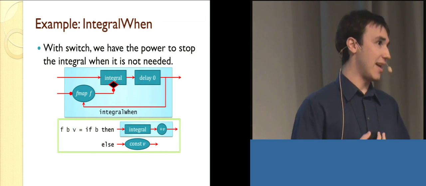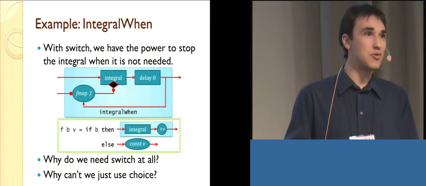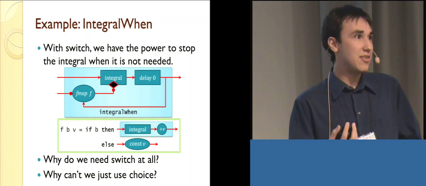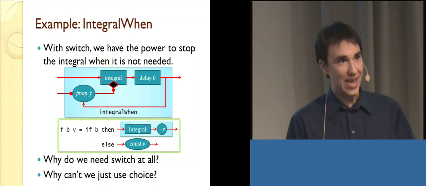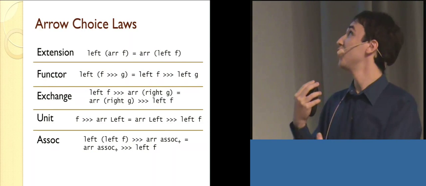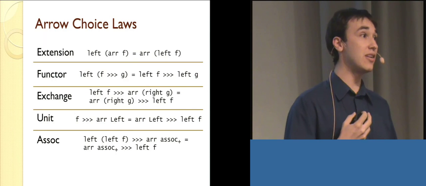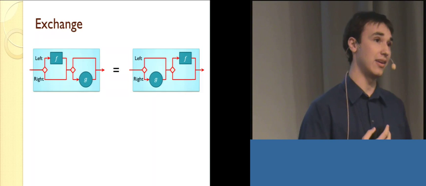But it's still unsatisfying. Because why do we even need switch? Can't we use arrow choice? Can't we say, if the condition's true, run this signal function, otherwise run the other one? Well, we can't exactly. That's because of how arrow choice is defined. So these are the arrow choice laws. In particular, we can look at the middle one, exchange here. And so diagrammatically, this will look like this.